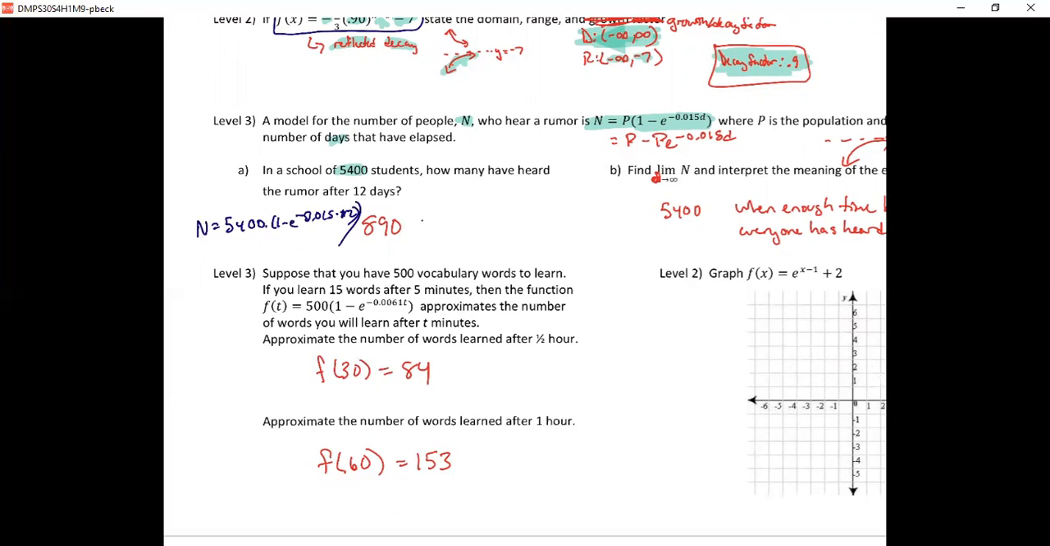Now this problem actually gives us like 889.5 if we do that in a calculator. You can either round up or round down. I would fully accept 889 students because maybe that last person has not fully heard the rumor after 12 days. You could argue they've been sort of told the rumor, so maybe they've heard something. Not going to worry about it. Just give me 889 or 890.